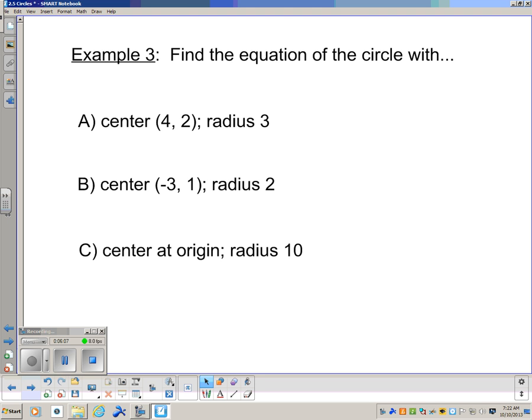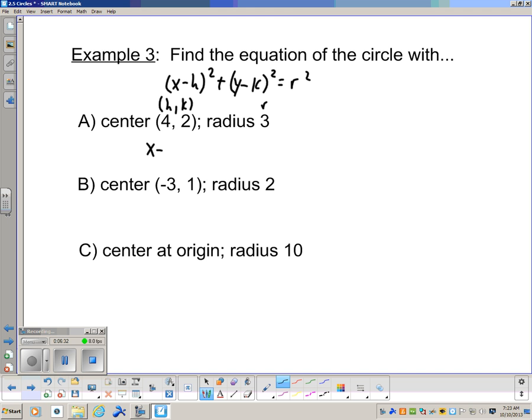So now, given some information here, can we write the equation of the circle? There's a center of (4, 2) and a radius there of 3. Remember our equation goes (x minus h) squared plus (y minus k) squared equals r squared. So (h, k) there is the center of my circle, and my radius here is 3. So let's plug them in there.